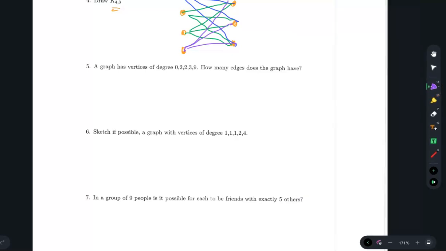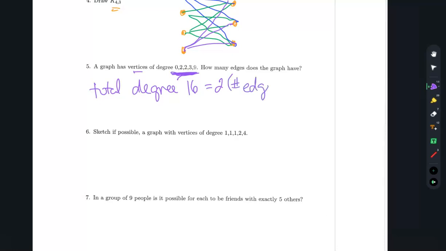So continuing on, here we've got vertices of this many degrees. I can tell by adding those degrees up that there's a total degree of 16. And we know that that's always equal to 2 times the number of edges. And so that must mean the number of edges is 8.